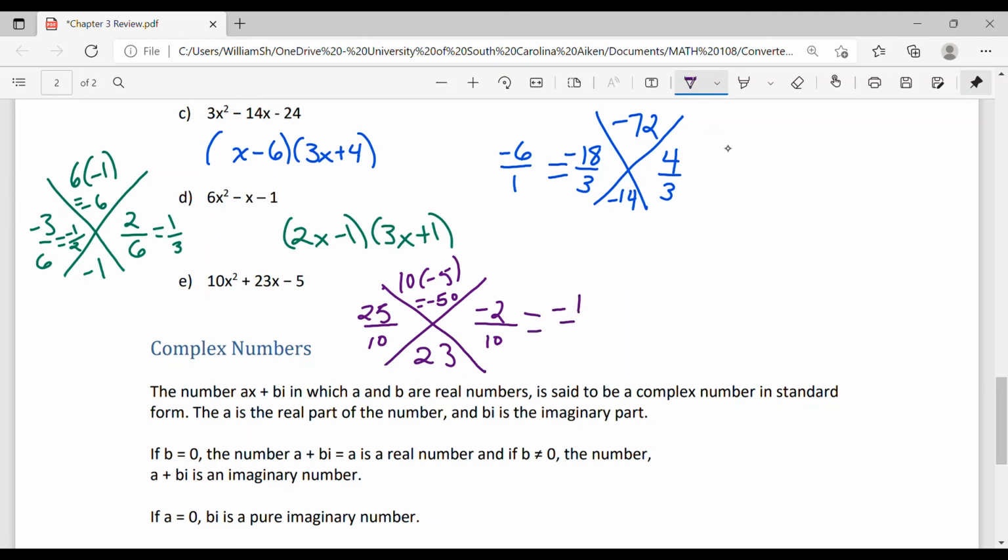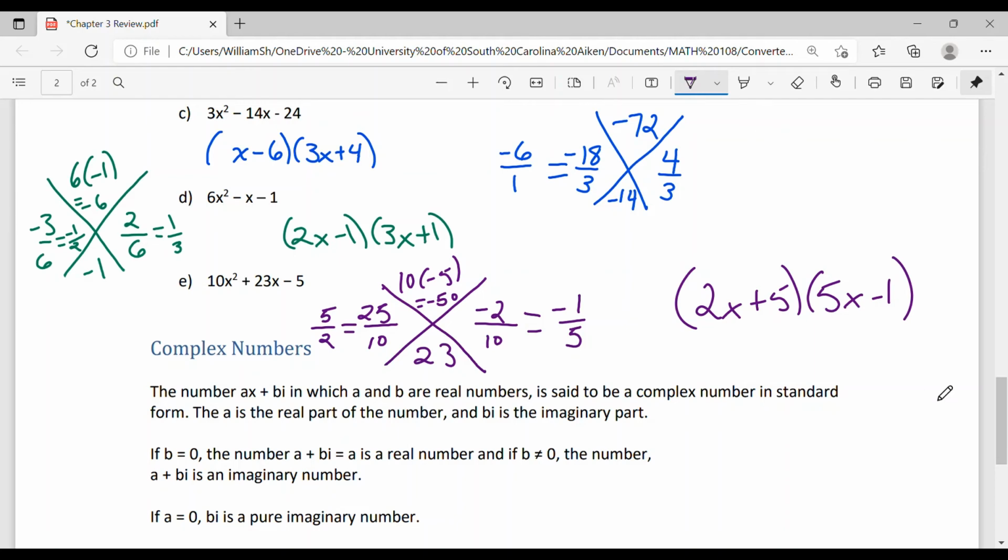So this will give us -1/5. We'll reduce this one. 5 will go into both of these. 5 goes into 25 5 times. 5 goes into 10 2 times. So now I can just write it as 2x plus 5 times 5x minus 1. And I've factored E. Simple as can be.